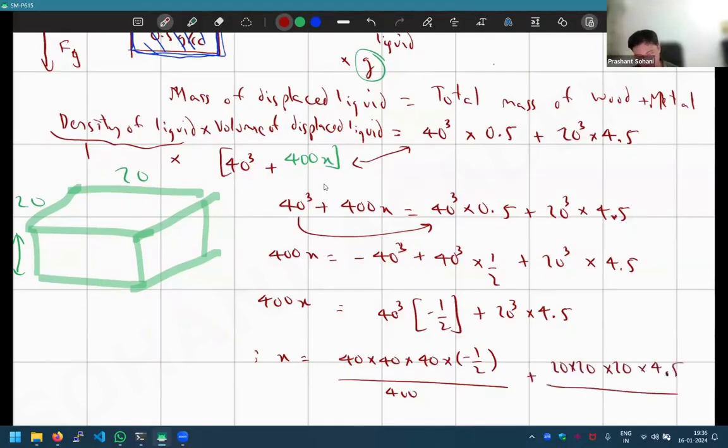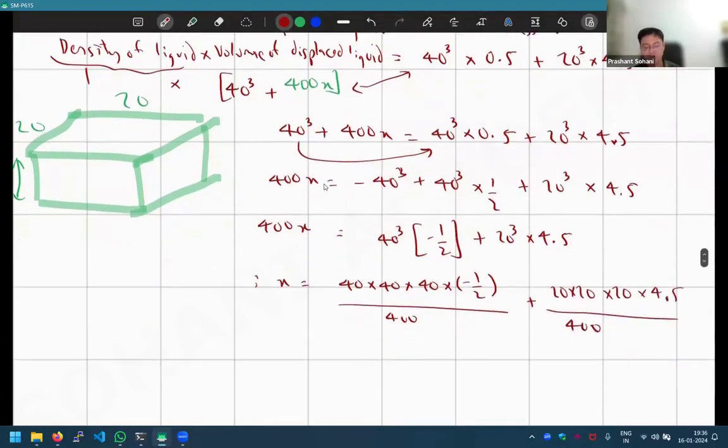And by the way, I'm writing all the calculations here, so it may seem like this is a very lengthy question, but when you are solving this in the exam, you are supposed to do a lot of these simplifications in your mind. For example, in the exam, what I expect you to do is, in your mind, you have taken this 40 cube to the other side, it has cancelled with that 40 into 0.5, it has become minus 40 into 0.5. Then you divide by 400. So all of these steps you can do in your mind. As far as possible, try to save your time that way.